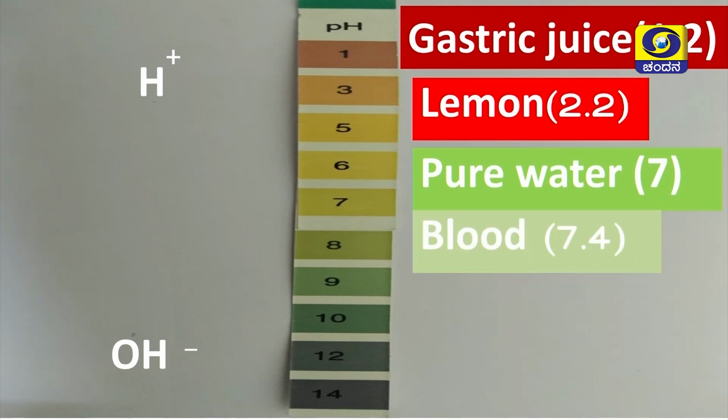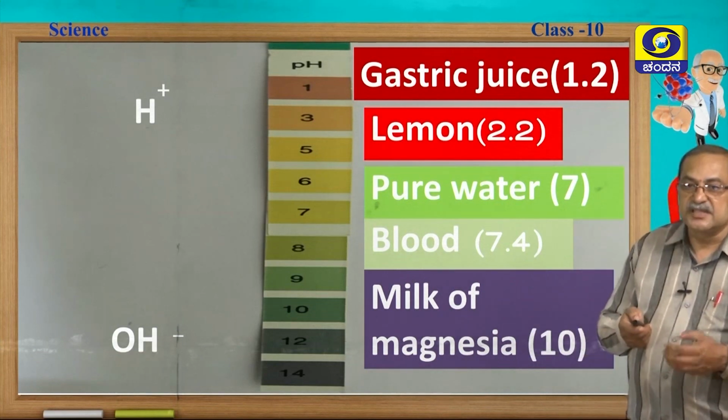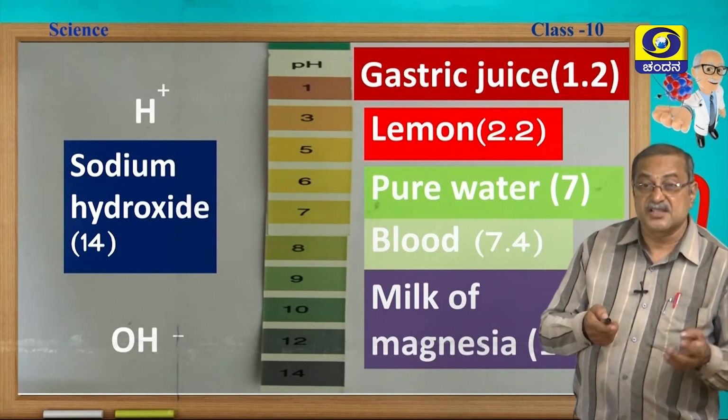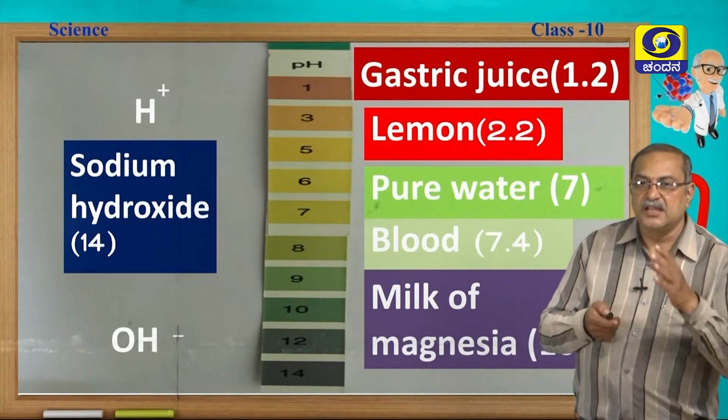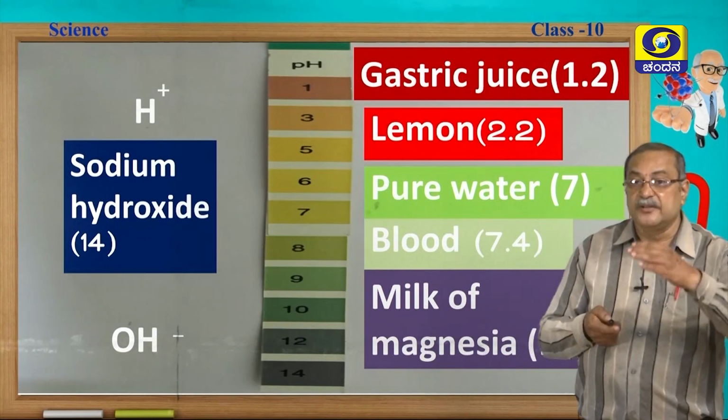Blood has a pH of 7.4. Is it acid or base? It is slightly basic in nature, our blood. Milk of magnesia, which we use as an antacid, has a pH value of 10, more basic in nature. Sodium hydroxide, that is caustic soda, is 14, highly basic in nature. So, these are substances with different basic natures.